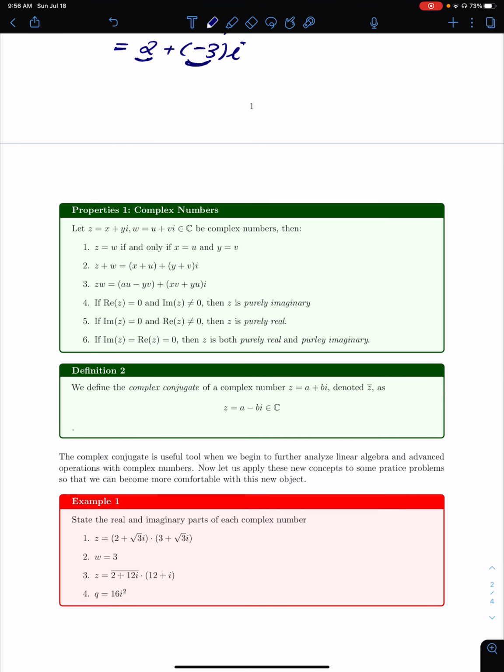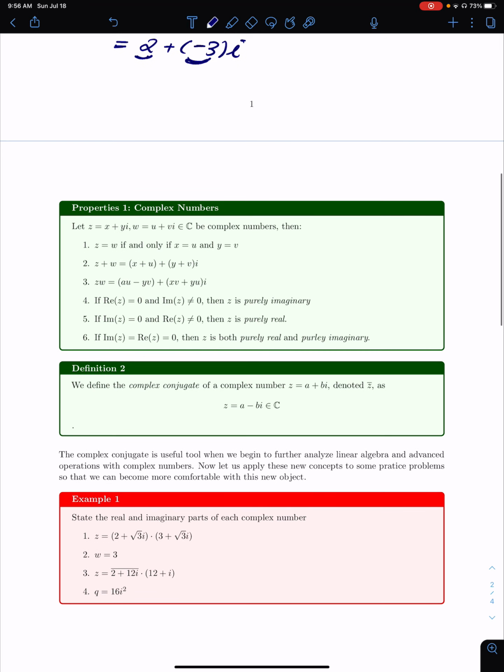Now we move on to some properties of complex numbers. If we have two complex numbers, z equals x plus yi, and w equals u plus vi, then they're equal if and only if the real parts are equal and the imaginary parts are equal. This makes sense. This is logical. If we want to add them, then we just add the real parts and we add the imaginary parts.